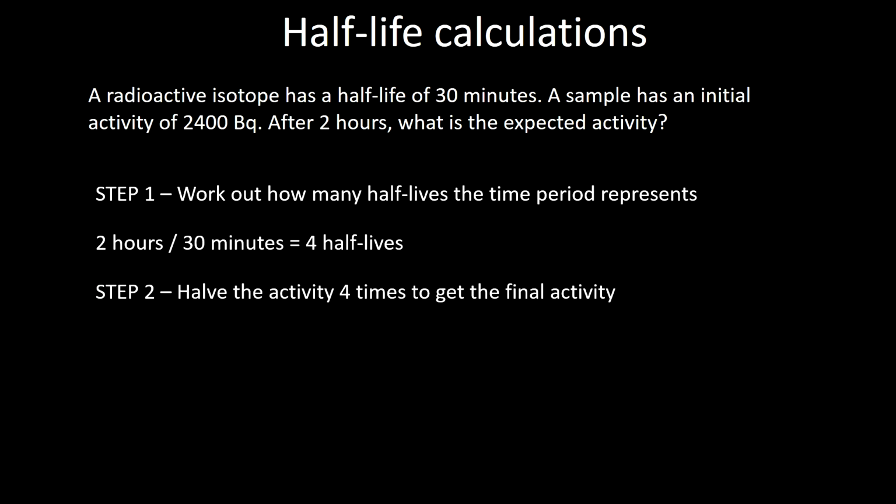Step 2 then is just halve the activity you started with that number of times to get the final activity. So we've got 4 half-lives, we need to halve the activity 4 times. So starting from our 2,400, we halve it once, which takes 30 minutes to get to 1,200. Twice, another 30 minutes, so an hour in total to get to 600.